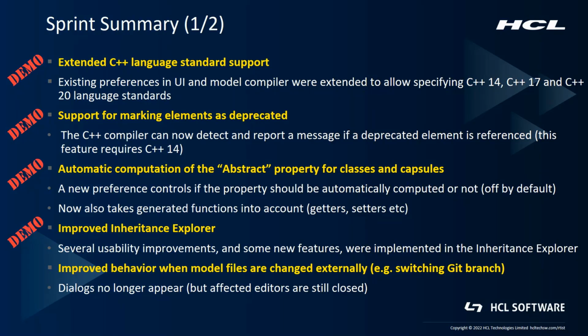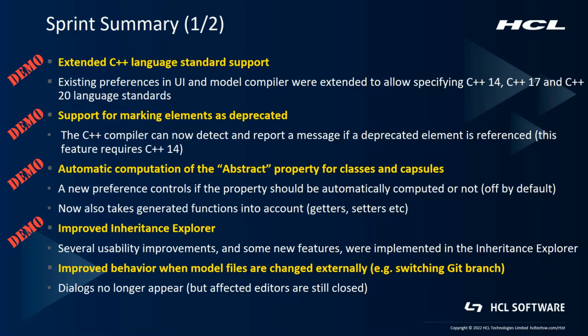One example is the support for marking elements as deprecated. For example, you can mark an operation or a class as deprecated, and also type a message which the compiler will print if someone uses that deprecated element. This is a feature that requires C++ 14. So if you are using an older version, then the model compiler can detect that and print it. And in general, we thought it was a good idea to be specific about what standard you want to use, since we also have more features in the pipeline that are applicable for later C++ versions.